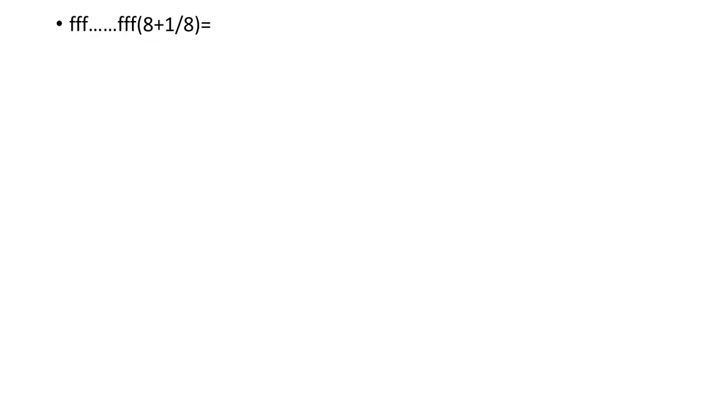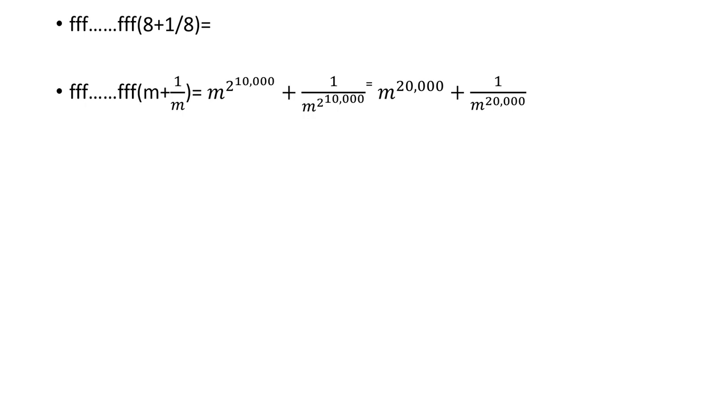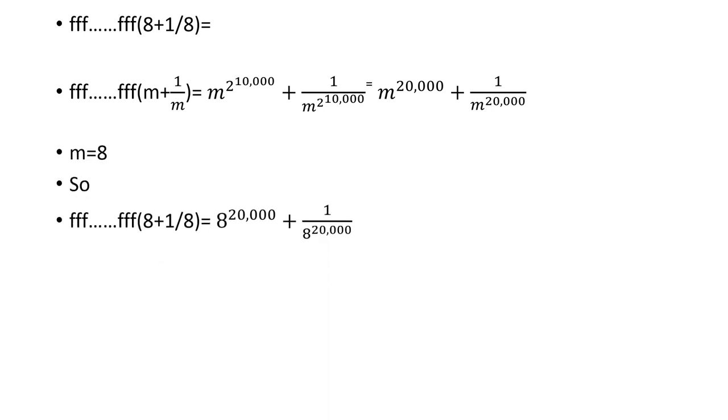Let's see how we can combine these two. Let's look at this right here, f of 8 plus 1 over 8. Remember, we said that if we have f 10,000 of m plus 1 over m, according to the trend which we found, the number of f's which I have here is 10,000. So the power of this little 2 right here must be 10,000. But because that is m to the power of 2 to the 10,000, in reality that's going to be m to the 20,000. And 1 over this would be 1 over m to the 20,000.